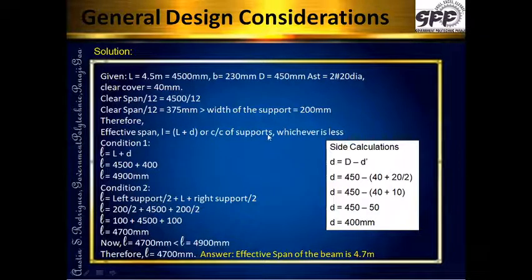Now condition 2, this is the condition 2, center to center distance between the supports: left support divided by 2 plus clear span plus right support divided by 2.